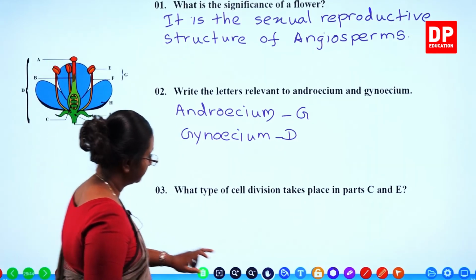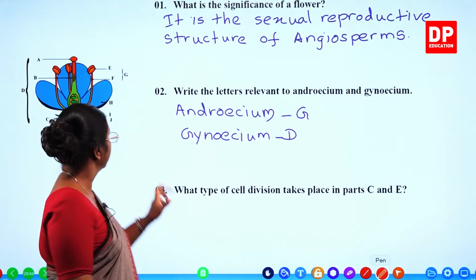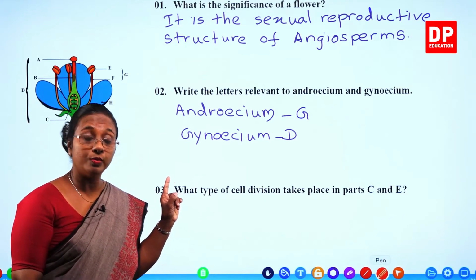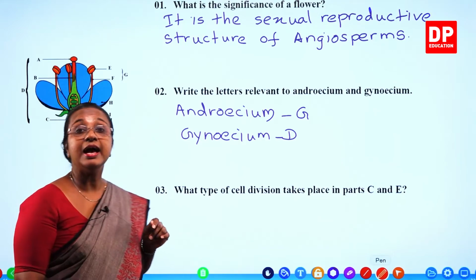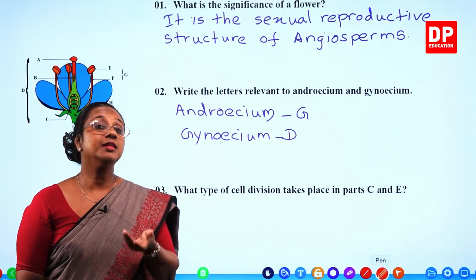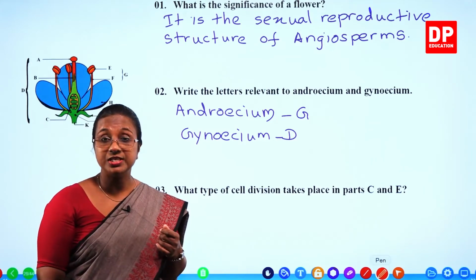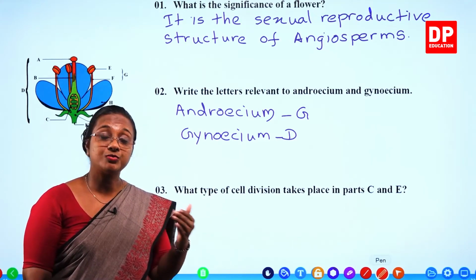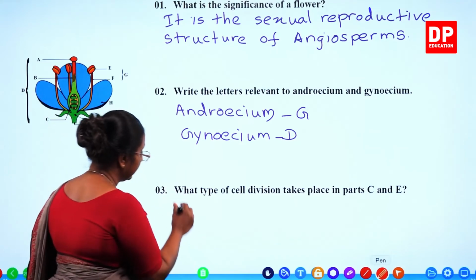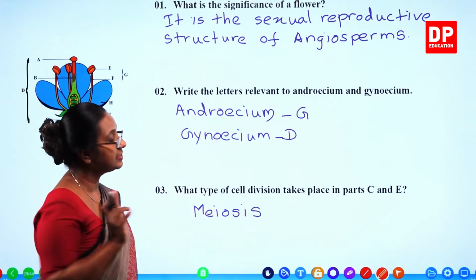Then, what type of cell division takes place in parts C and E? So we have the part C and E. What is part C? Part C, you can see, it's the ovary. And part E, it is the anther. Inside the ovaries, the ovules are produced. Inside the anther, the pollens are produced. So, what type of cell division takes place there? The meiosis process, where haploid cells are produced from diploid cells. So, what type of cell division takes place in part C and E? It is meiosis. Meiosis takes place in parts C and E.